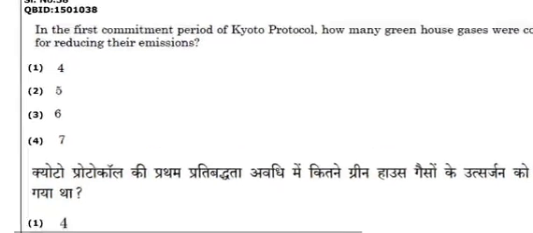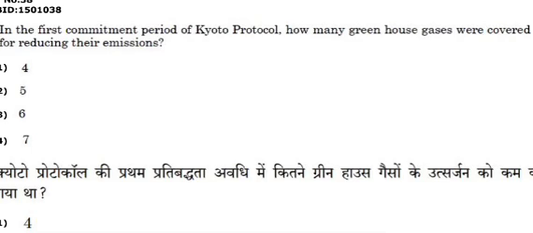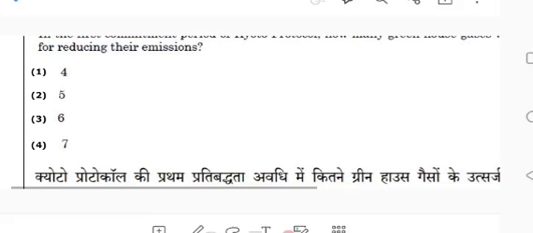Then next question. In the first commitment period of the Kyoto Protocol, how many greenhouse gases were covered for reducing their emissions? 38. It was 6. Okay, 6.